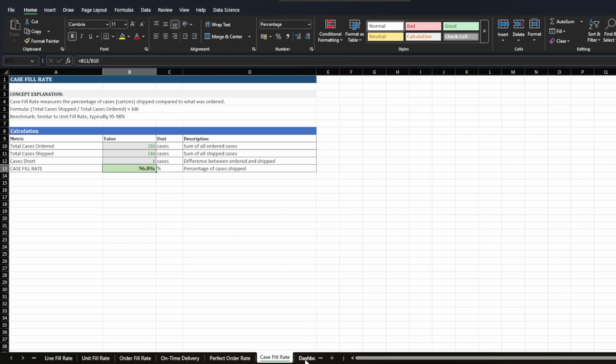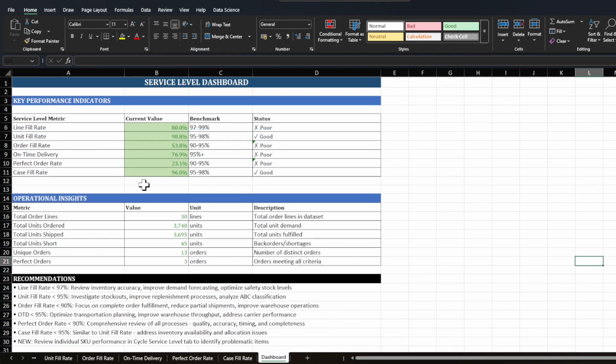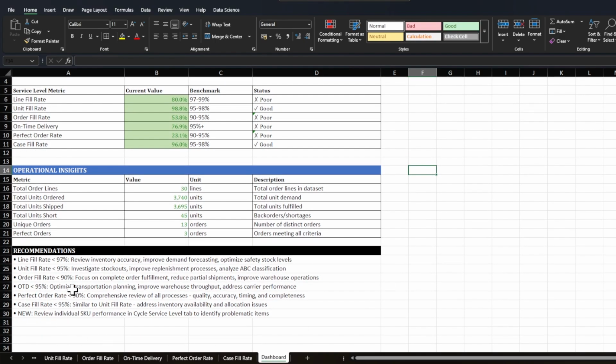Moving ahead, this is how you can collate all of these KPIs into one single place, which is a dashboard, where you can have all of these KPIs. You can compare them with the benchmarks or with the targets, and you can have the status, whether it is poor, good, or fair. And there are certain recommendations. Let's say if your line fill rate is less than 97%, then you have to review inventory accuracy, improve demand forecasting, and optimize the safety stock levels. If your unit fill rate is less than 95%, which means less than the target, you have to investigate stockouts, improve the replenishment process, and analyze ABC classification. So likewise, you can check all of these recommendations.